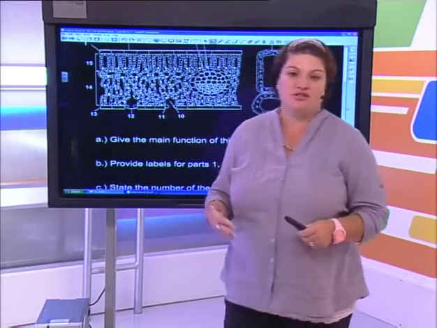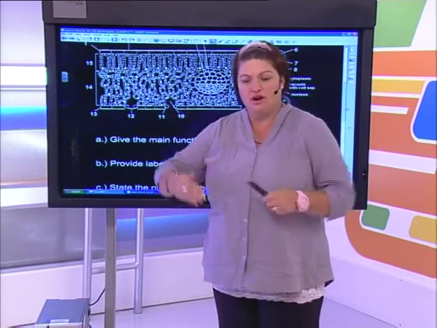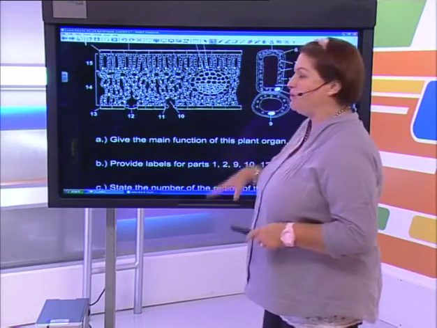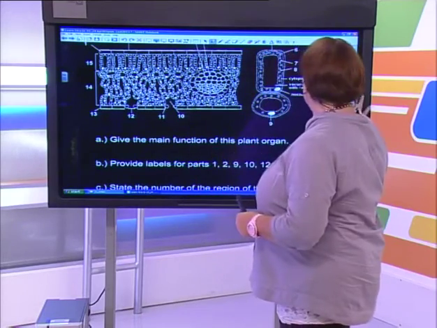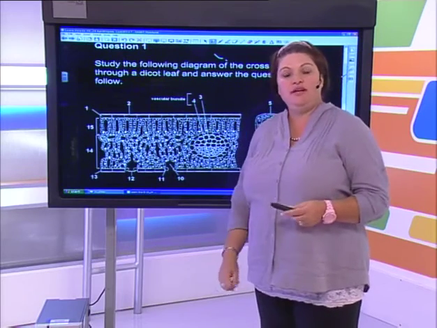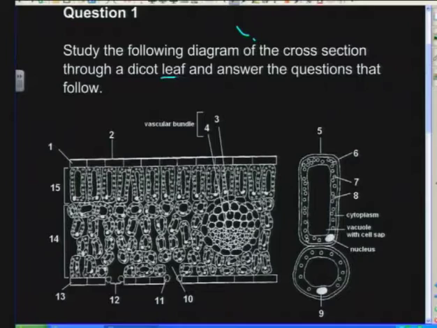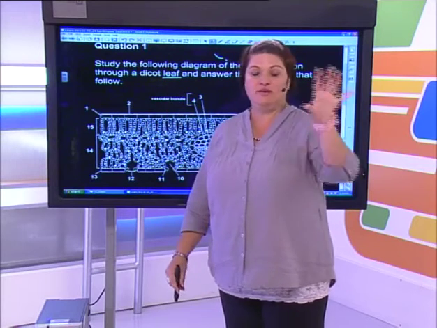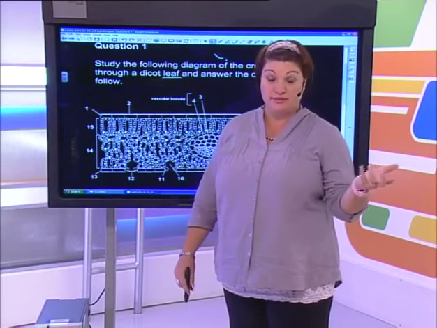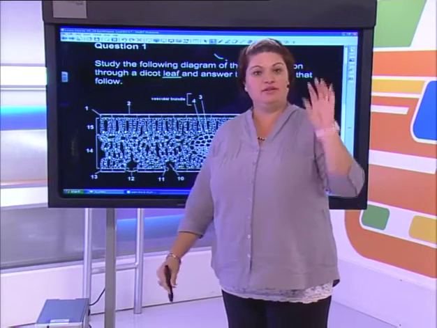All right, it's always nice to start off with the easy question. It gives you a little bit of confidence for you to carry on. Give the main function of this plant organ. Now, if we have a look over here, if you read it properly, it says leaf. You know exactly what you're looking for, right? It says there. It doesn't even tell you, study the diagram of a plant organ underneath, which sometimes it can. It's already telling you that it's a leaf.